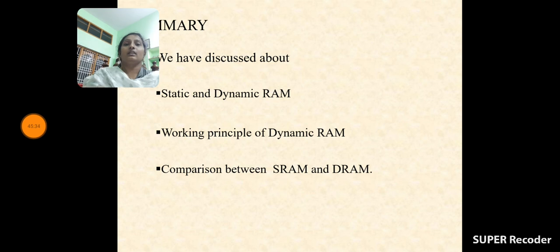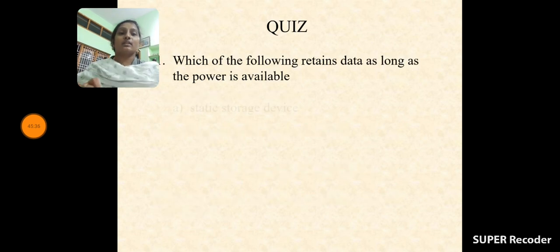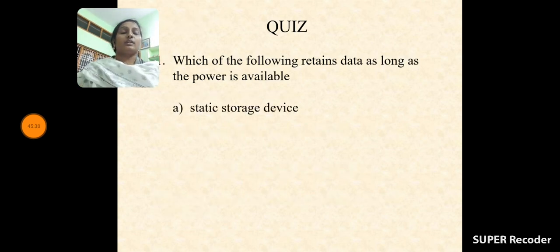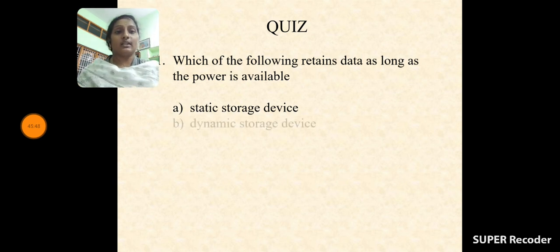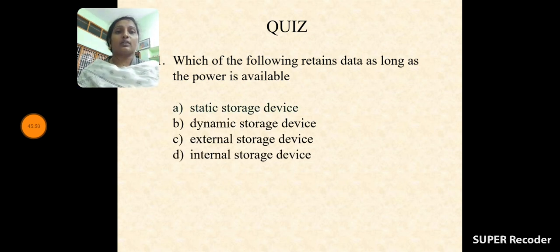So in today's class, what we discussed are the differences between static RAM and dynamic RAM, the construction of dynamic RAM, and the differences between read-only memory and random access memory, etc. Okay, so now I would like to conclude the class.